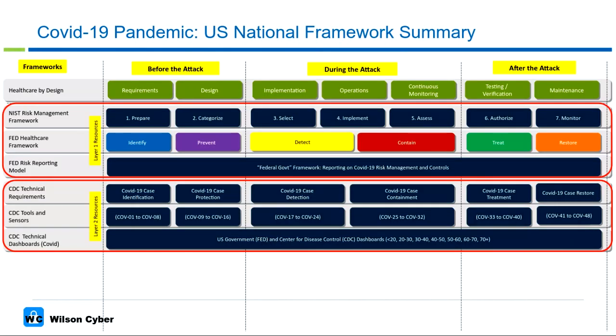And here's the map. Last week we talked at the risk level. This week we talked at the engineering level. Same way we talked about managing cyber risk, you would want to be managing COVID-19 risk. Again, the highest level maps to the risk management framework and the cybersecurity framework. The engineering level maps to the Center for Disease Control, which is equivalent to the CDM, technical tools and sensors and dashboards.